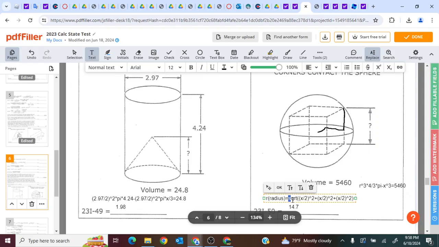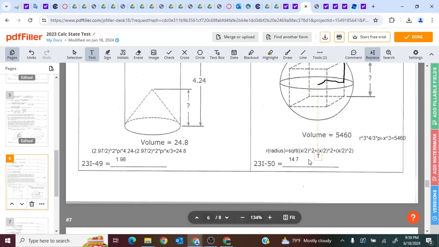So the radius is equal to the square root of your change in x squared plus your change in y squared plus your change in z squared. And that equation will be plugged in right here. And now that you have your radius, use the volume of a sphere. So cube your radius times 4 over 3 times pi. And then you subtract your side length cubed because it's a cavity, and set it equal to 5460. And if you do that, you get a side length of 14.7.